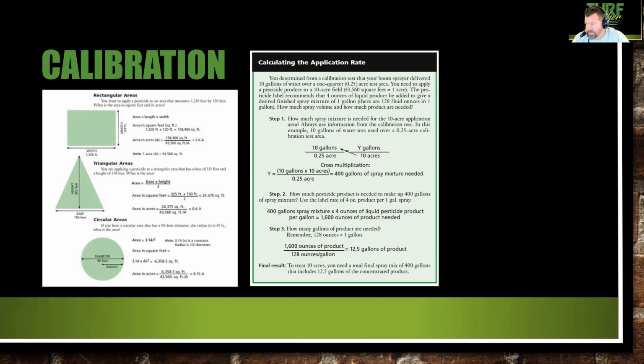Step two, we're going to figure out the pesticide product that makes up the 400 gallons of spray mix. We use the label rate of 4 ounces of product per gallon of spray. 400 gallons of spray mixture times 4 ounces, we need 1,600 ounces of product. How many gallons of product are needed? Remember, 128 ounces is a gallon. So 1,600 divided by 128 ounces, we have 12.5 gallons of product. So to treat 10 acres, you need a total final spray mix of 400 gallons. That includes the 12.5 gallons of concentrated product.